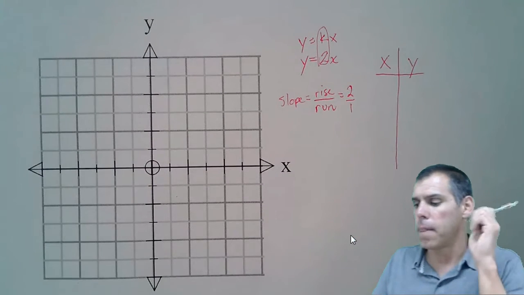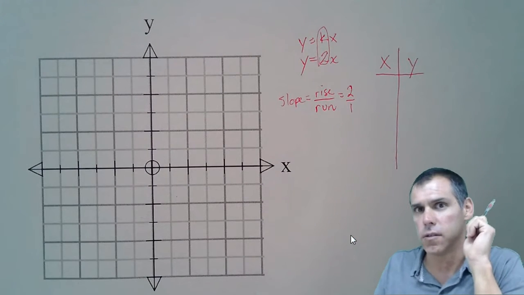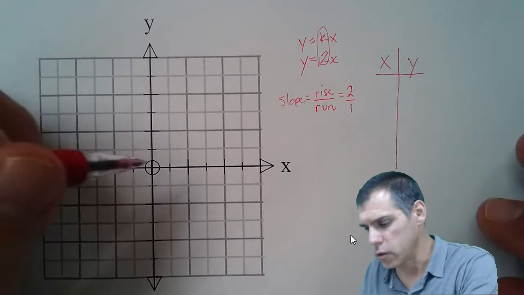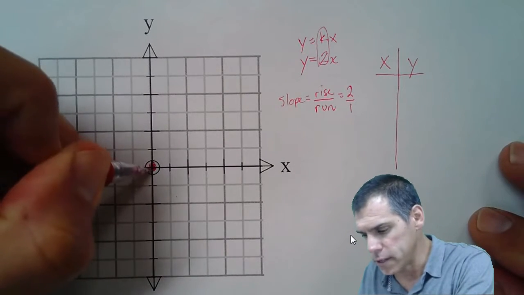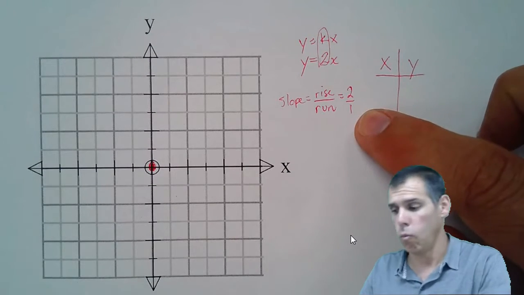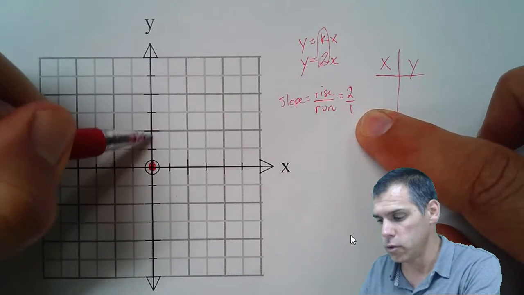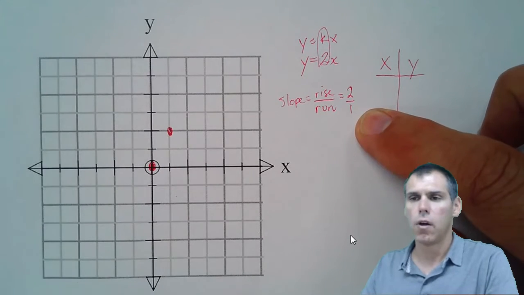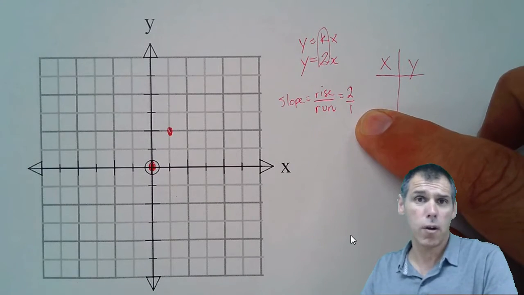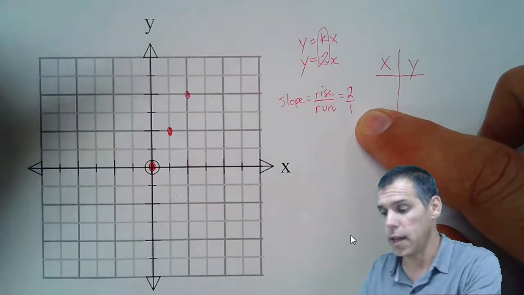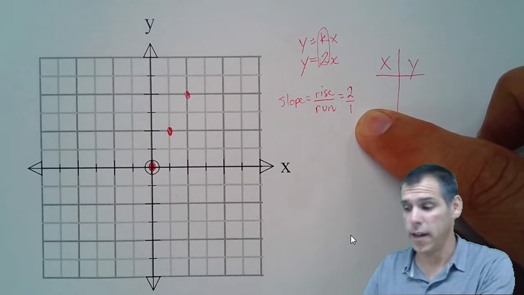So what we also need to realize is a proportional relationship always goes through the origin. So I have a dot right there at the origin. And the slope is rise 2 and run 1. Rise 2, 1, 2. Run 1. Okay. Now, I could keep on going with this slope. Rise 2, run 1. And it's going to be making this straight line.